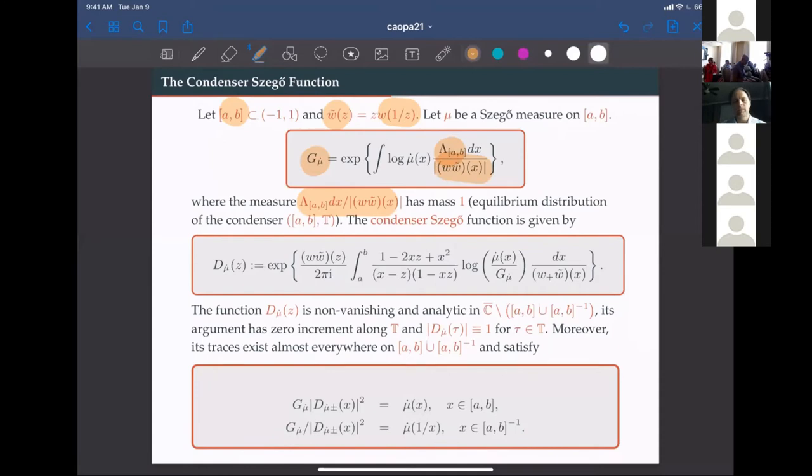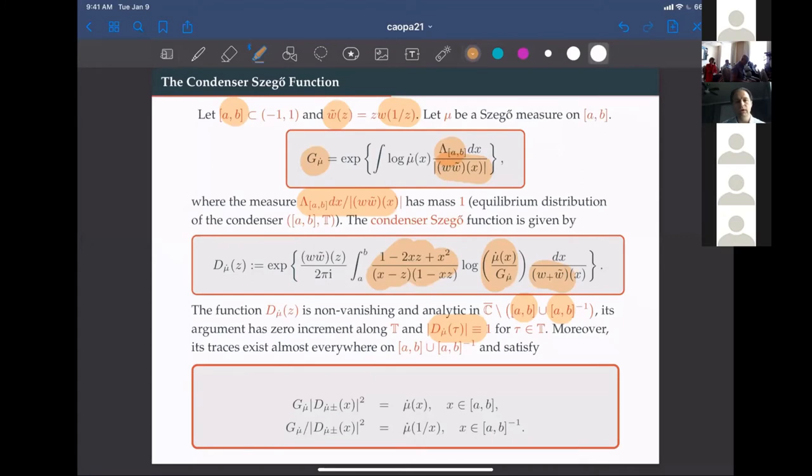The definition is very similar to the Zeigler function, only now you have W plus W tilde. You integrate log of the normalized dot mu, and your kernel is essentially the reflected Zeigler kernel. Again, what is this function? It's non-vanishing analytic outside of the interval AB and its reflection across the unit circle. It has zero increment to the unit circle and absolute value 1 there. And it has traces on AB and its reflection almost everywhere.